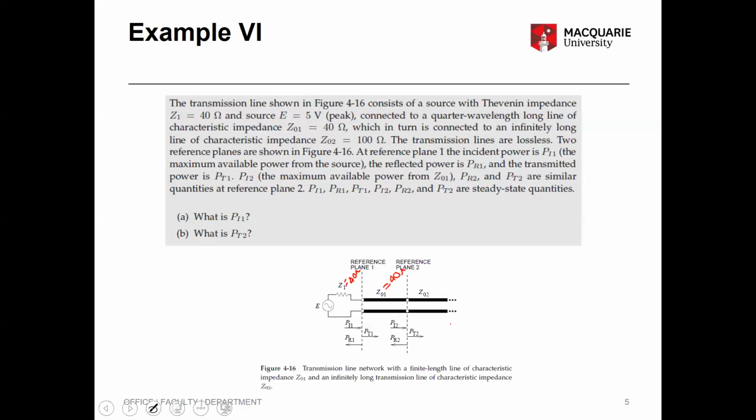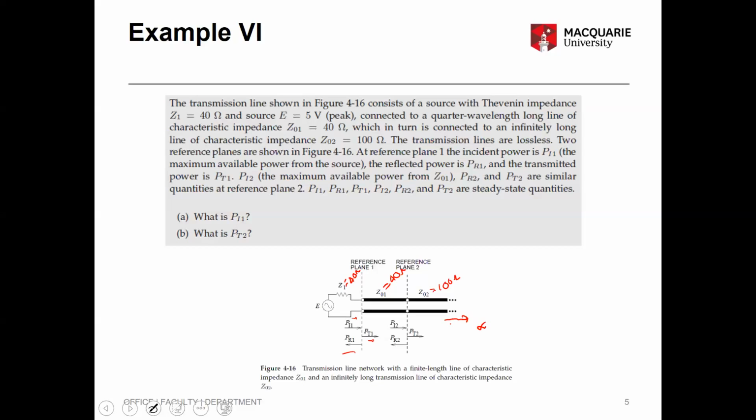which in turn is connected to an infinitely long line of characteristic impedance. This is long, so that means this is pretty much just a load. Then Z02 is 100 ohms. The transmission lines are lossless. Two reference planes are shown in figure 416. At reference plane 1, the incident power is PI1, the maximum available power from the source. The reflected power is PR1, and the transmitted power is PT1.